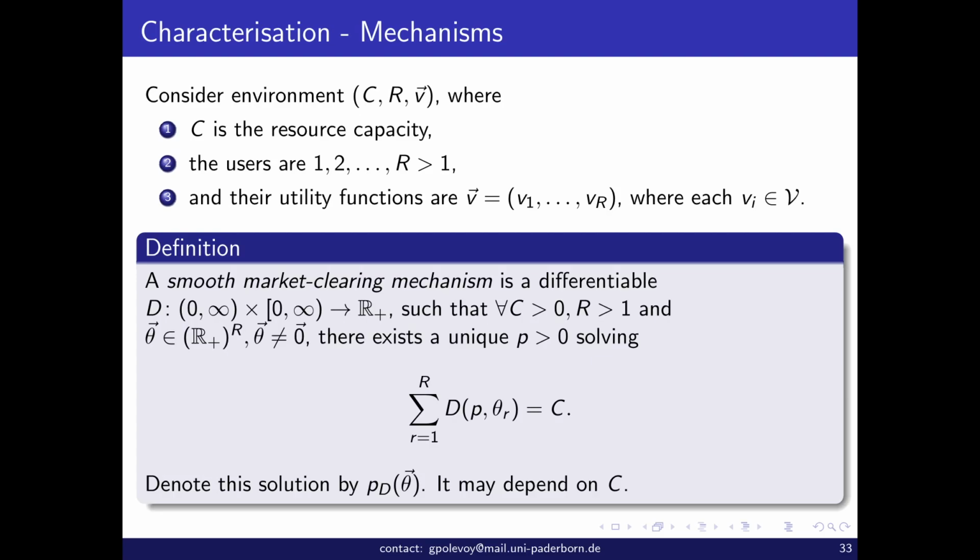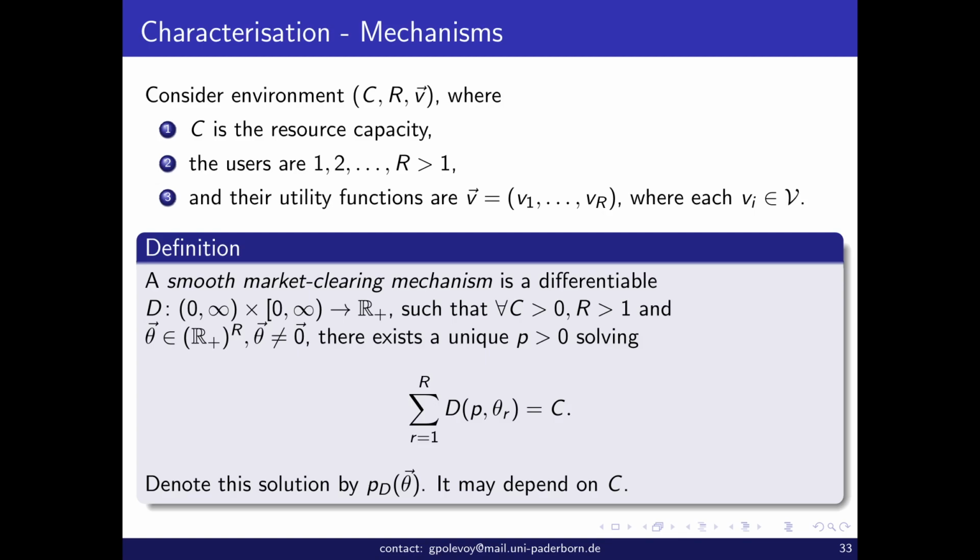Now we always work in the environment. Basically, we formalize and in a way generalize things we have been implicitly assuming till now. So we consider the environment of C, R, and vector V. C being the resource capacity, which is divided among the users, and it can be divided arbitrarily.